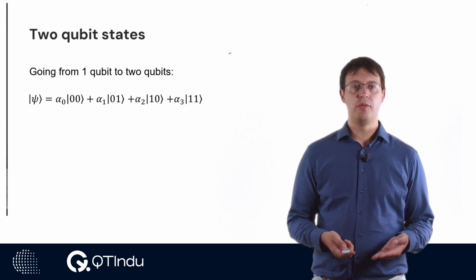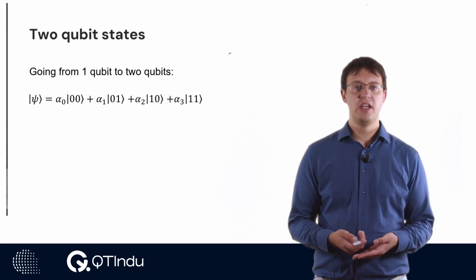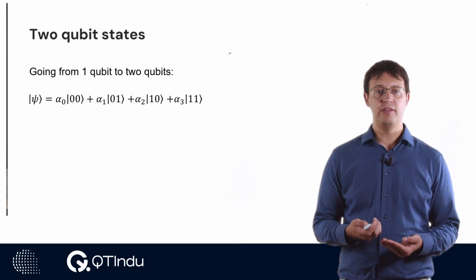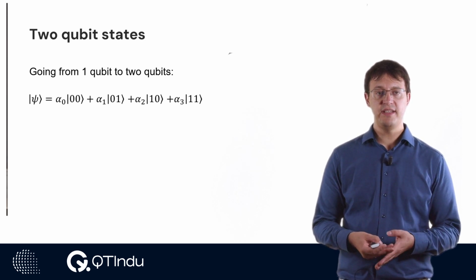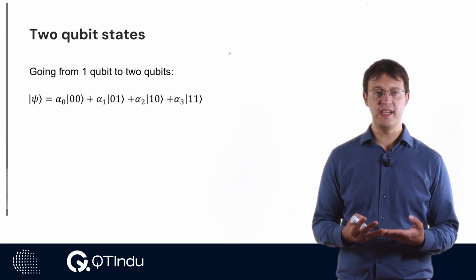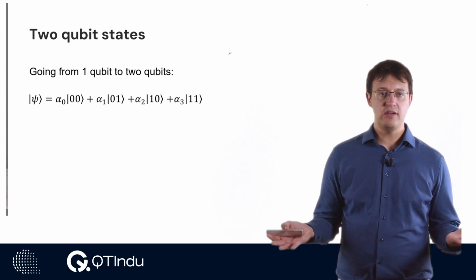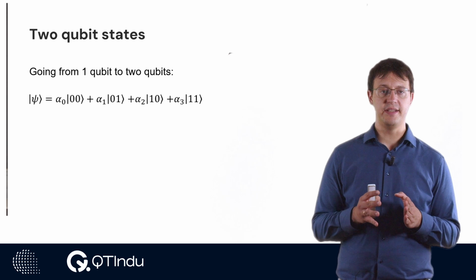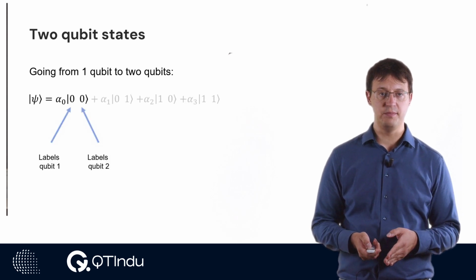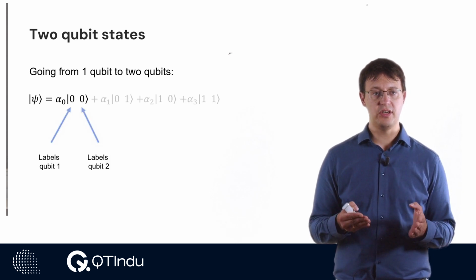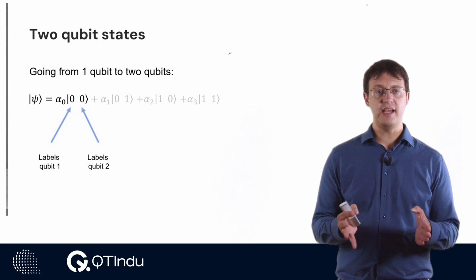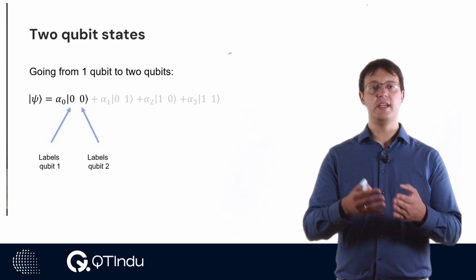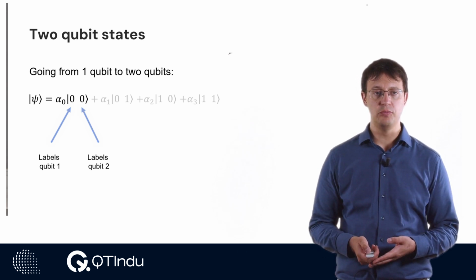If we now go from 1 qubit to 2 qubits, we have to add 2 additional complex parameters, alpha 2 and alpha 3. But in order to understand the full 2 qubit state, we first need to understand what the ket 00 means. If we focus on only the first component, the ket is described with 2 indices. The first label is qubit 1 and the second label represents qubit 2.